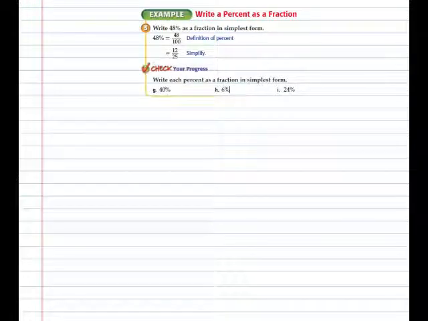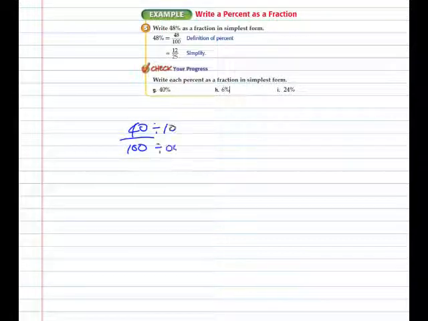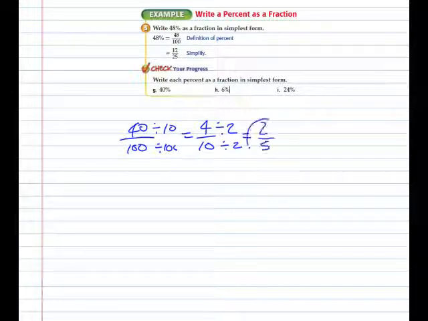Write 48% as a fraction in simplest form. Percent as a fraction. Again, percent means out of 100. So 48% means 48 out of 100. This fraction simplifies to 12 over 25 because 48 and 100 have 4 as the greatest common factor. Example G would be 40 over 100. I could divide both of those by 10, which would give me 4/10. Again, divide both of those by 2. The resulting fraction then is 2/5.